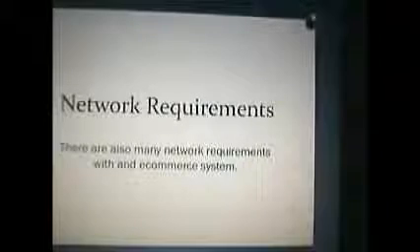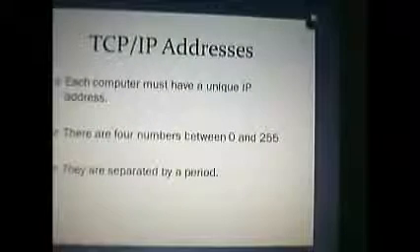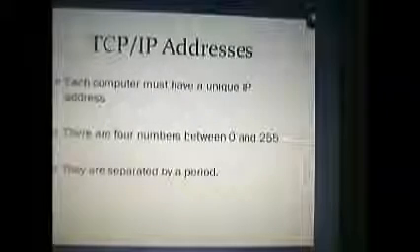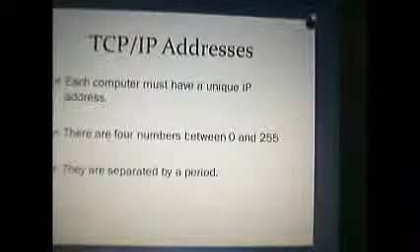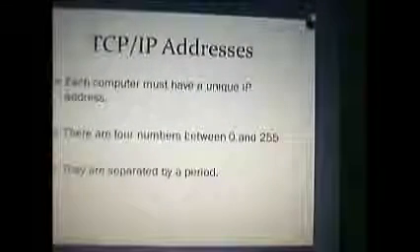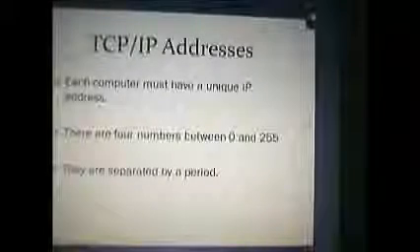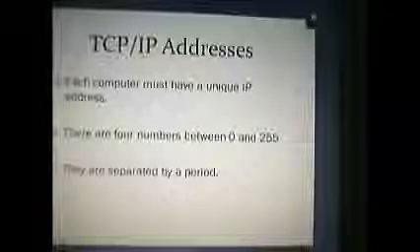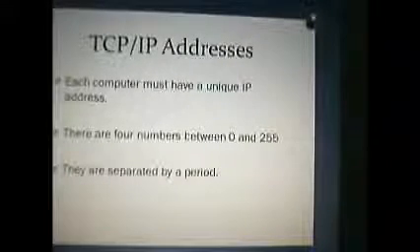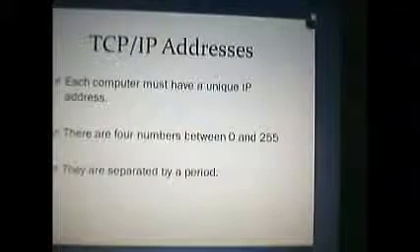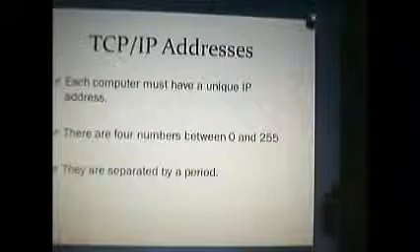Network requirements. There are also many network requirements with an e-commerce system. TCP/IP addresses. Each computer must have a unique address. TCP/IP uses 4 numbers to address a computer. The numbers are always between 0 and 255, and they are normally written as 4 numbers separated by a period. For example, 192.168.1.254. TCP/IP is used when transferring data across a network. If computers do not use the same protocol, then they will not be able to connect and understand each other.